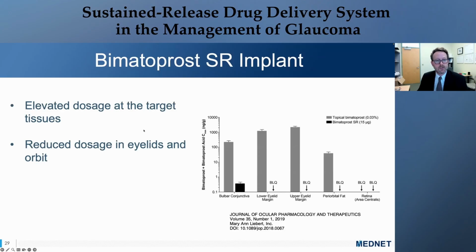With the elevated dosage at the target tissue, you get a reduced dosage in the eyelids and orbit. This is shown in this figure here. You can see with topical bimatoprost that's given, you have much higher doses in the bulbar conjunctiva and the eyelids and the periorbital fat compared to the bimatoprost implant. And this could have relevance to side effects of bimatoprost, such as periorbital fat atrophy and eyelid darkening as well.